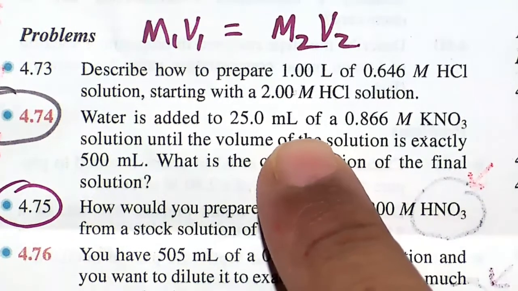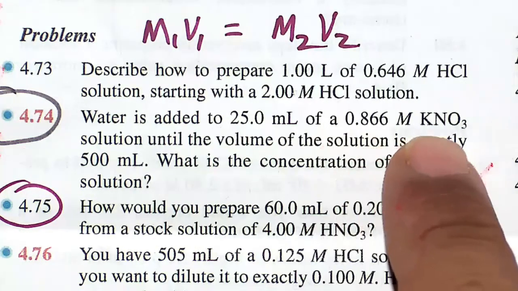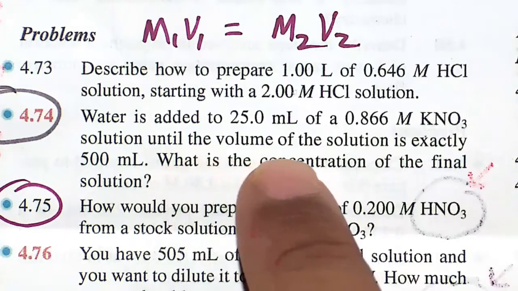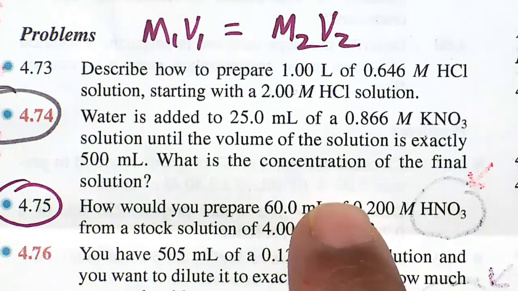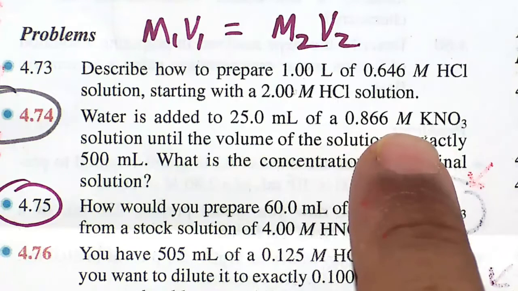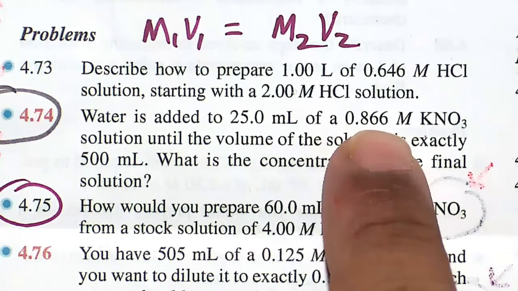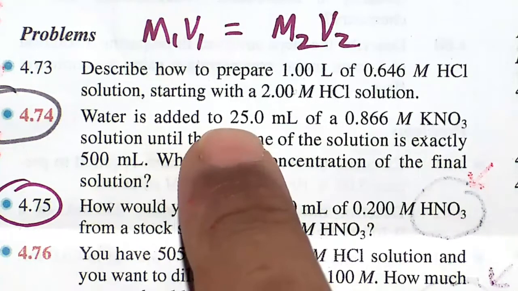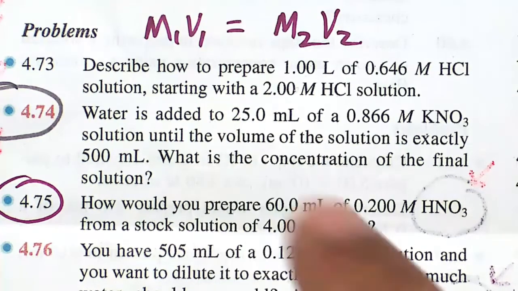Water, and we usually dilute with water, is added to 250 ml of a 0.866 molar KNO3 solution until the volume of the solution is exactly 500 ml. What is the concentration of the final solution? Obviously the concentration, because we added water, is going to be much less than 0.866. So we started out with 25 mL of this. We filled it up to 500, which means we added 475 milliliters. So we'll use this equation to figure out what is the concentration in the final bottle.